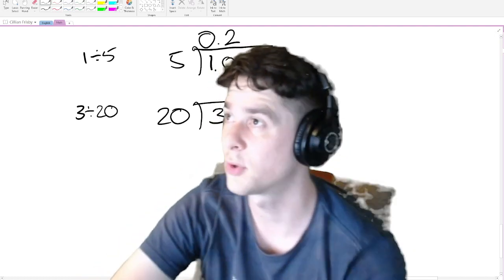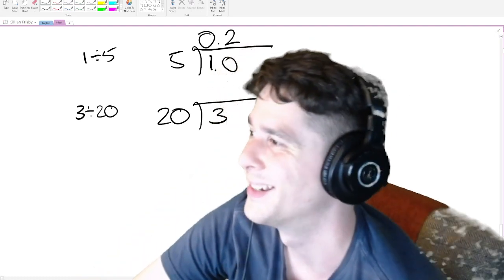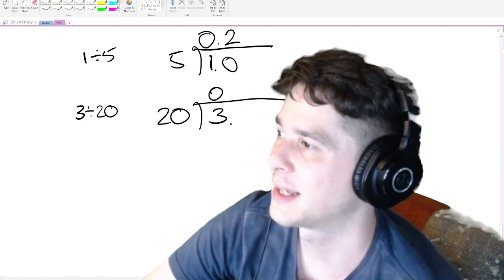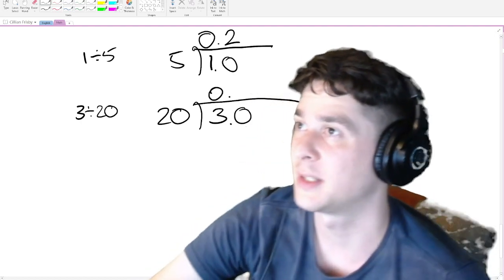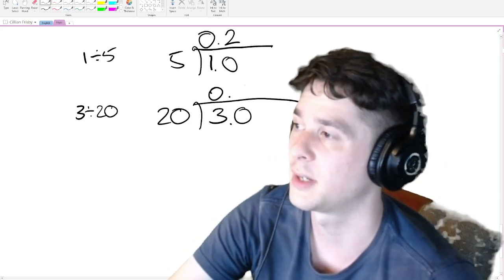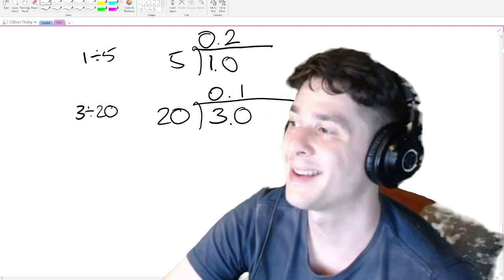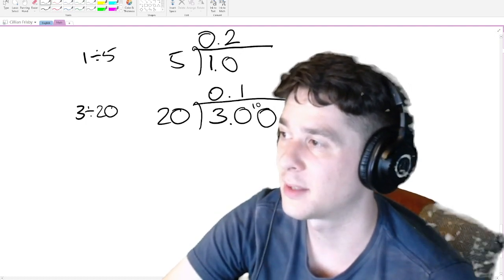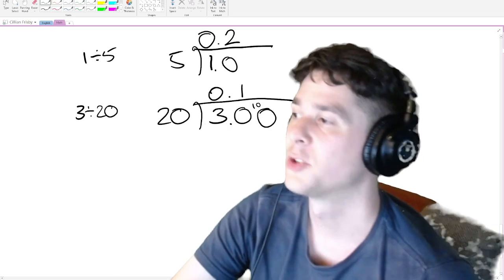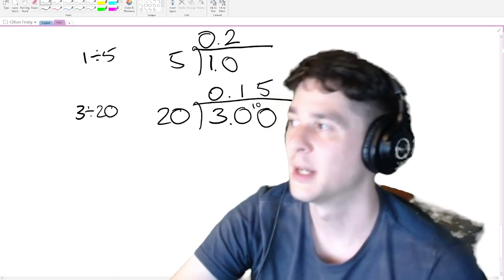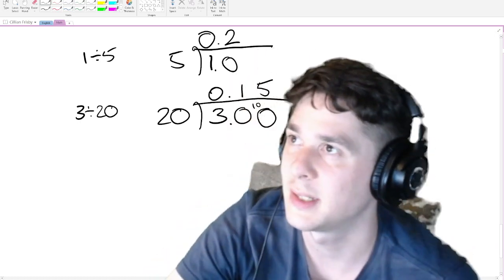Same sort of problem here. 20 is too big, so 20 goes into 3 no times. But we add that decimal point and a 0. Now we go 20 into 30. 20 goes into 30 once with a remainder of 10. We add another 0 and put that little remainder of 10 there. Now we do 20 into 100, which is 5 times. So 3 divided by 20 is 0.15.